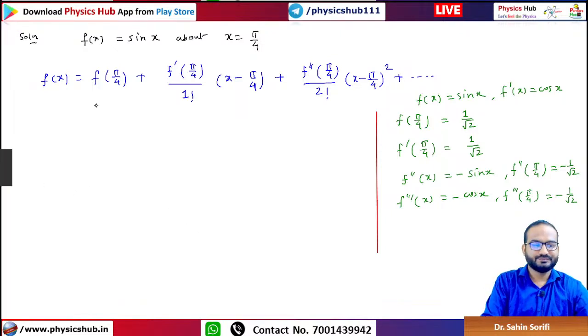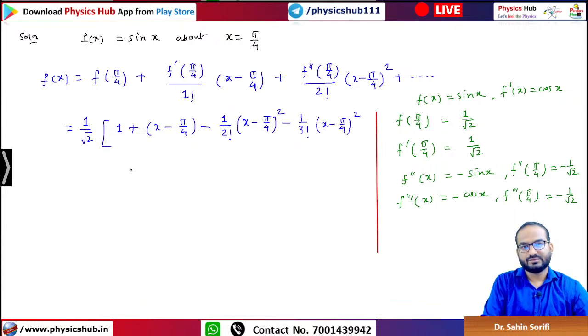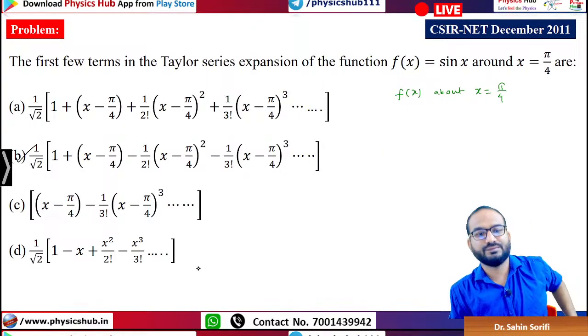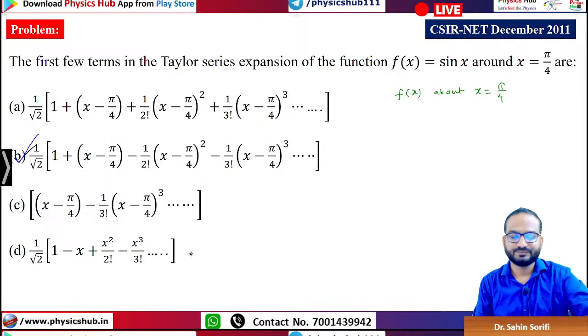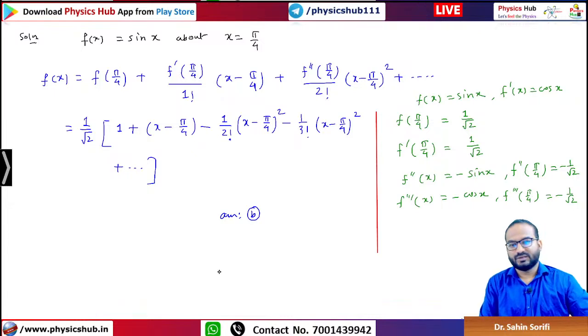So just put the values. If you take 1 by root 2 common, because it is appearing everywhere, so 1 plus x minus pi by 4 minus 1 upon 2 factorial x minus pi by 4 whole square minus 1 upon 3 factorial x minus pi by 4 cube, and so on. We need not go further, because you only need the first few terms. That is matching with option B. Okay, let's move on.